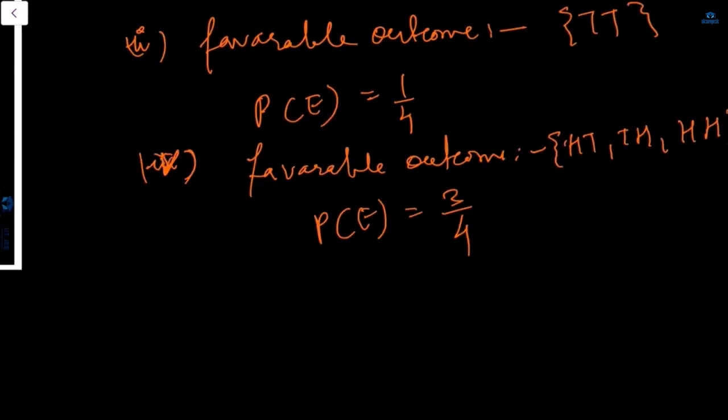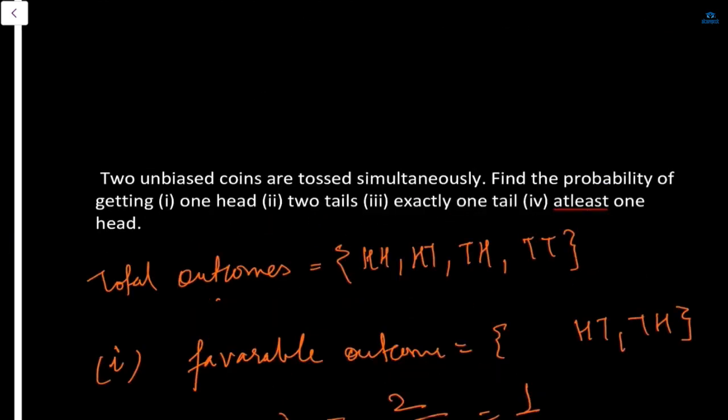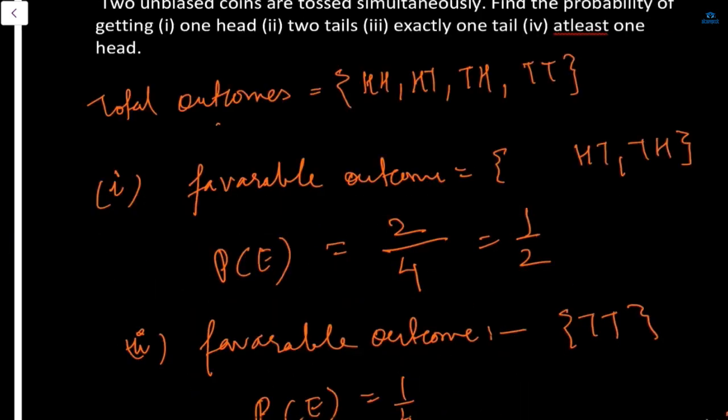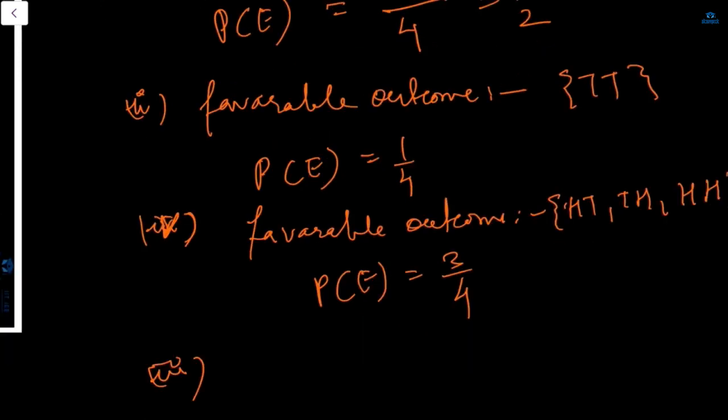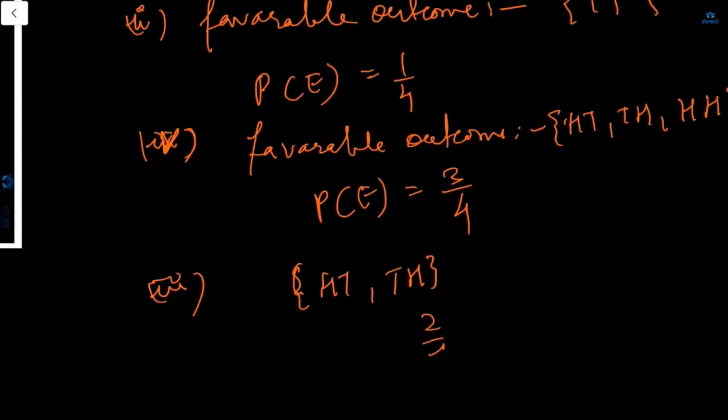Third one is remaining. What is the third one now? Exactly one tail. Exactly one tail means only one tail should be there, not more than one tail. So exactly one tail means TH and HT. Again, 2/4, which is 1/2. It will be 1/2.